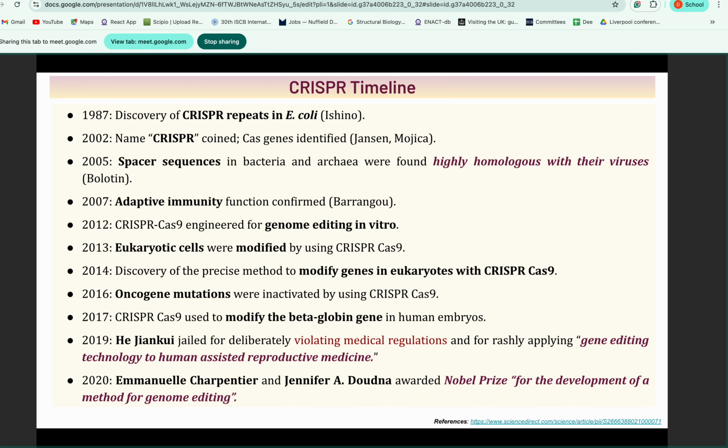So next time when the virus attacks, the bacteria already have the genetic element, which gets transcribed into the CRISPR RNA, and along with Cas9, it attacks the incoming viral DNA. In that way, it gains immunity against that particular infection. In 2012, CRISPR-Cas9 was engineered for genome editing in vitro. This technique was explored in vitro, to see how we can edit genomes with the help of CRISPR-Cas9 technology. In 2013, eukaryotic cells were modified using CRISPR-Cas9.